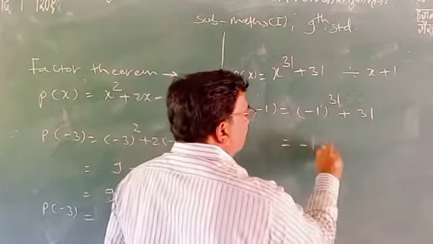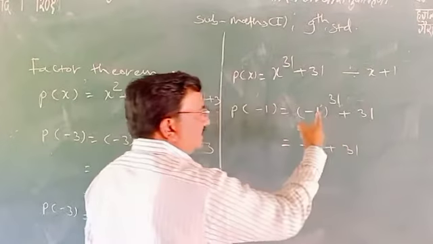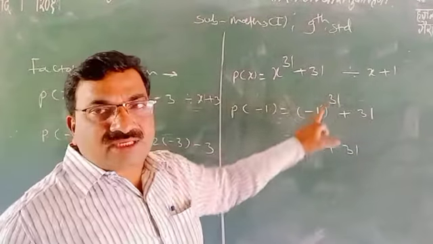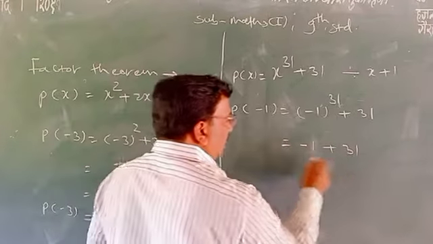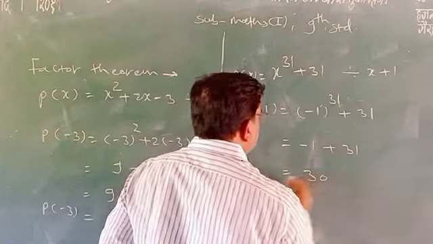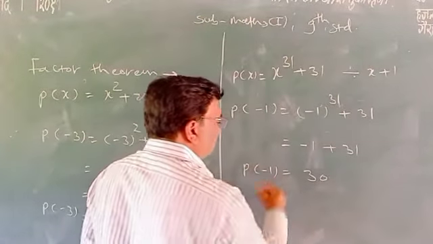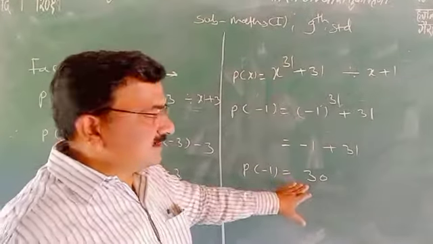Here minus 1 plus 31. The minus sign remains, since it is an odd power, so it is minus 1. Minus 1 plus 31 is 30. The value of p of minus 1 is 30.